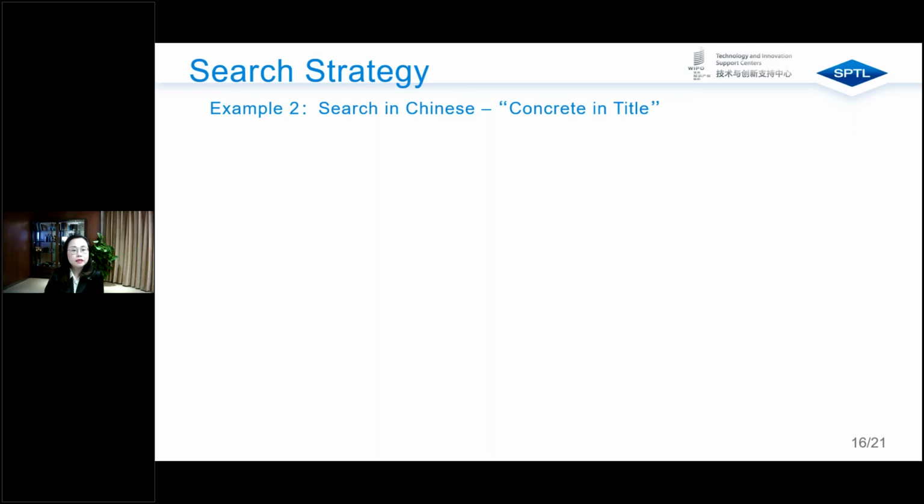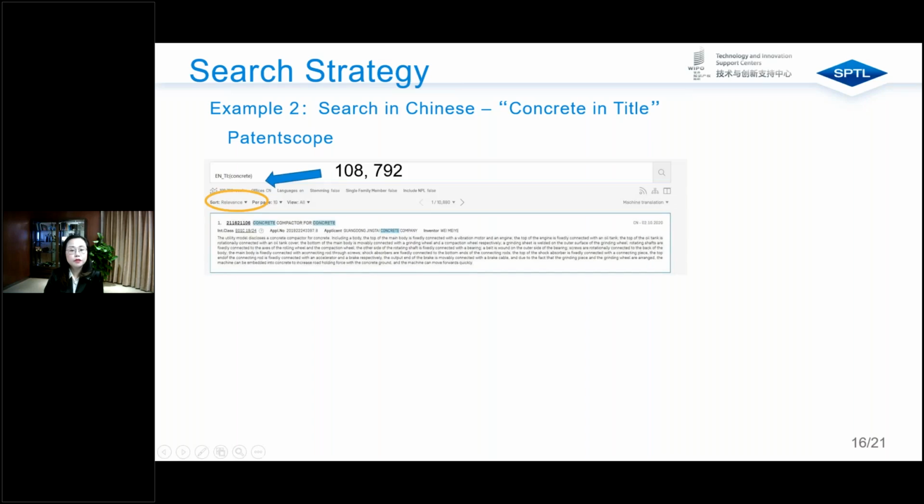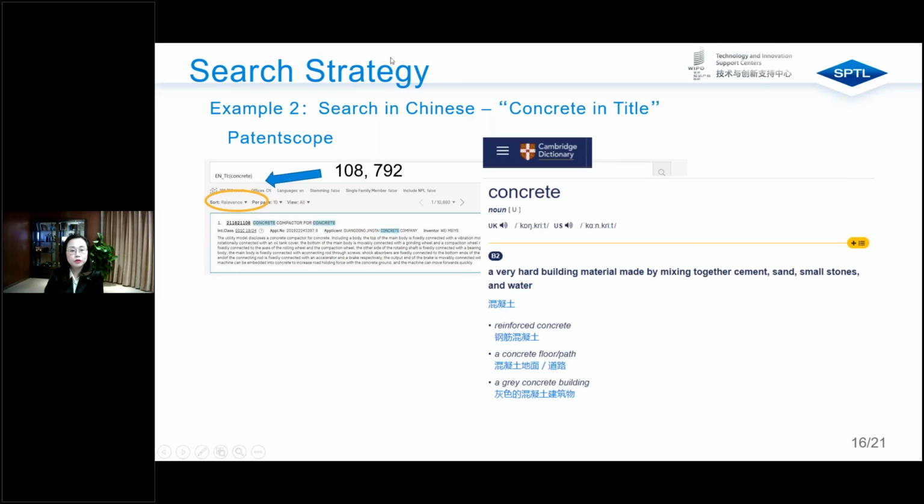Then the second example, which is search in Chinese. Let's try to search "concrete" in the title for Chinese patent documents. We use the database PATENTSCOPE, which is provided by WIPO, and both English and Chinese can be searched in this database. Now first, we try the English word "concrete" in the title. The hit number is 108,792. Then we look up the dictionary and find the Chinese for concrete.